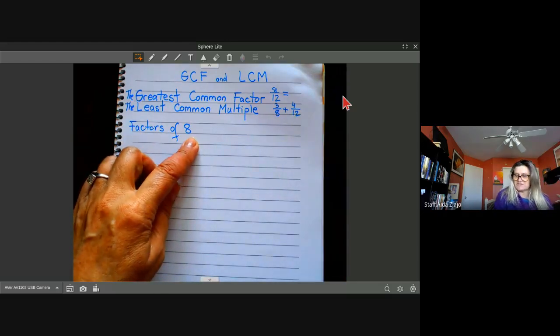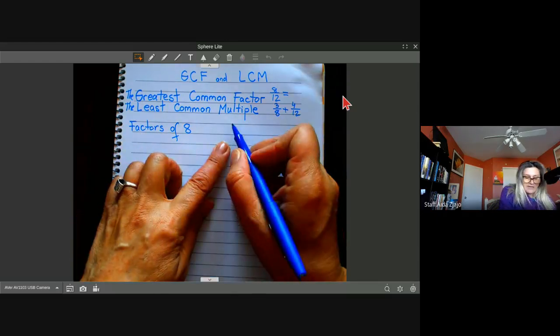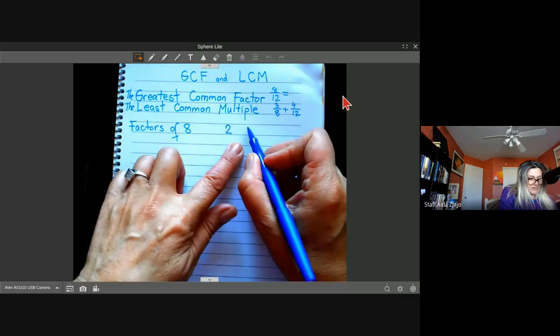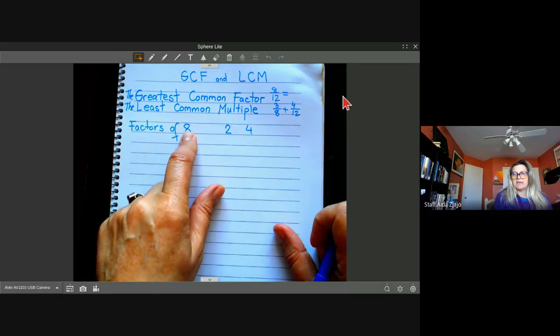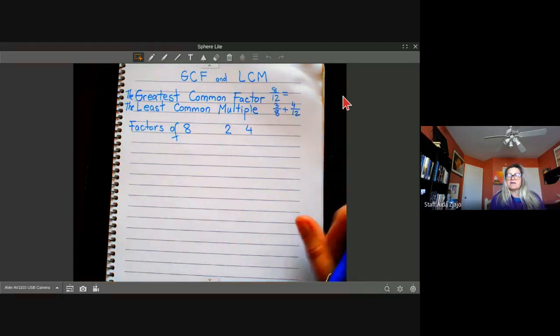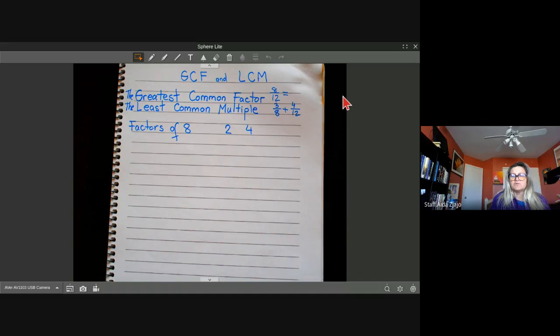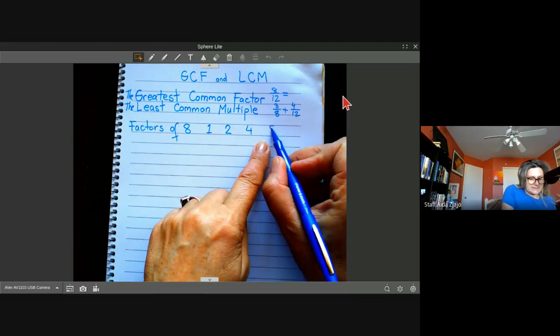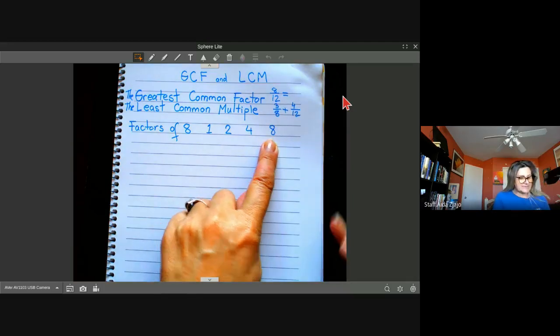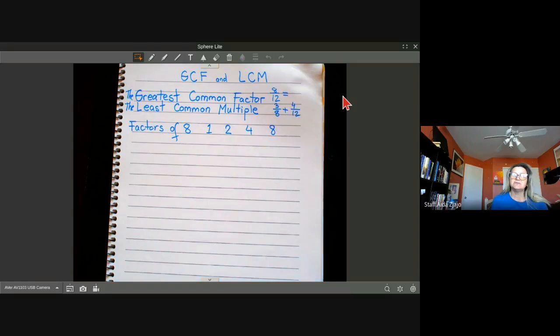That's exactly right, those are 2 and 4. When we multiply 2 and 4, or 4 and 2, we get 8, okay? There are two more that are really simple. Just include 1. 1 times 8 is 8. Are there any other factors that you can multiply together to get 8?